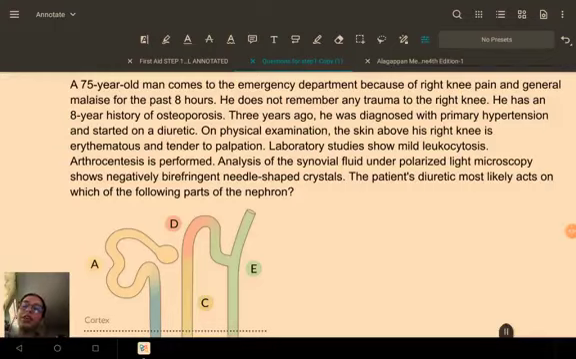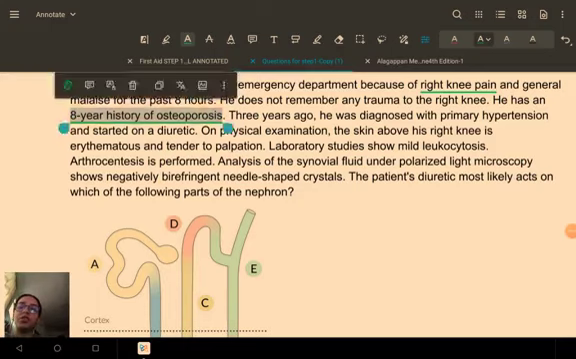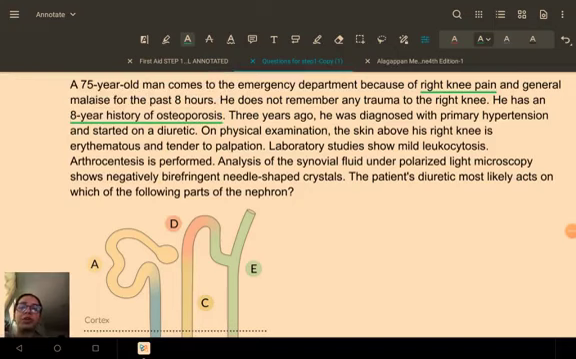Question. A 75-year-old man comes to the emergency department because of right knee pain and general malaise for the past 8 hours. He does not remember any trauma to the right knee. He has an 8-year history of osteoporosis. 3 years ago, he was diagnosed with primary hypertension and started on a diuretic. On physical examination, the skin above his right knee is erythematous and tender to palpation. There is mild leukocytosis. And on arthrocentesis, synovial fluid under polarized light microscopy shows negatively birefringent needle-shaped crystals.